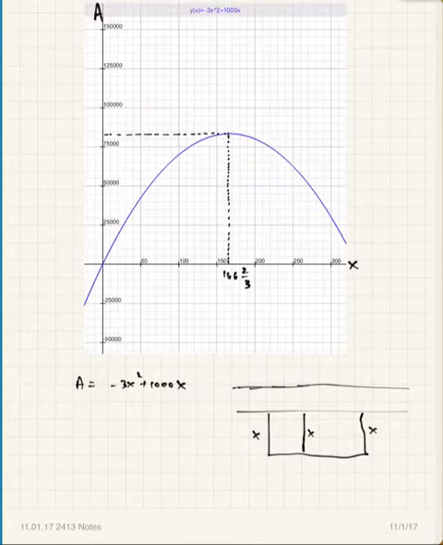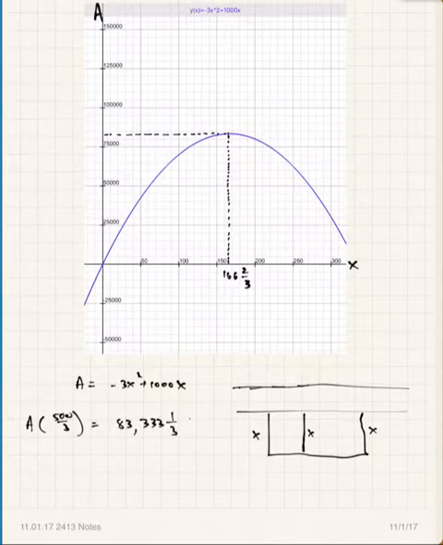Now, what we could do is take our area function and evaluate it at 500 thirds. If you do that, you're going to get 83,333 1/3 square feet, right? That very much agrees with my picture here, right?